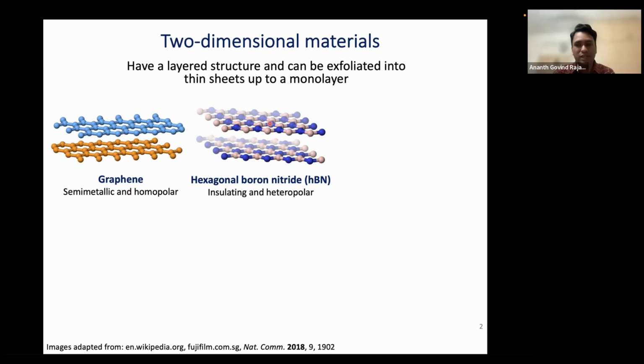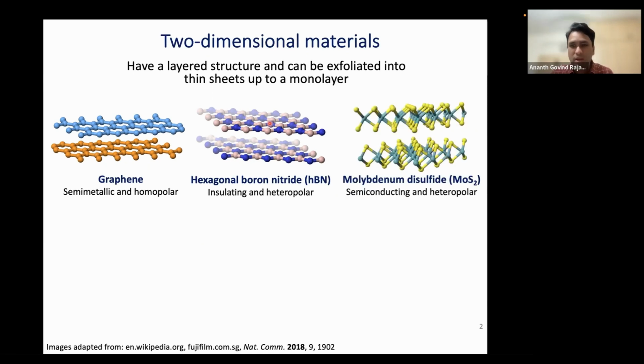So you can think of the edges of these materials as having some sort of polarity, because there would be boron and nitrogen atoms of different electronegativity therein. There are also semiconducting materials like molybdenum disulfide, which is really a material of a bigger class known as transition metal dichalcogenides. And since then, of course, many more 2D materials like MXenes and phosphorene and so on have been synthesized. But in our group right now, our focus is on these three materials.